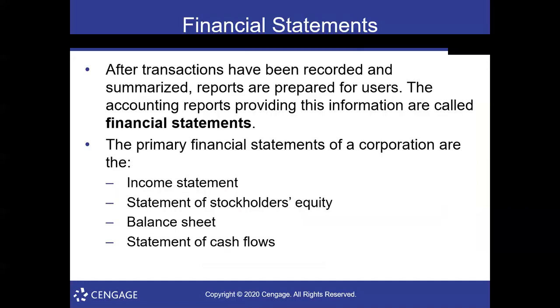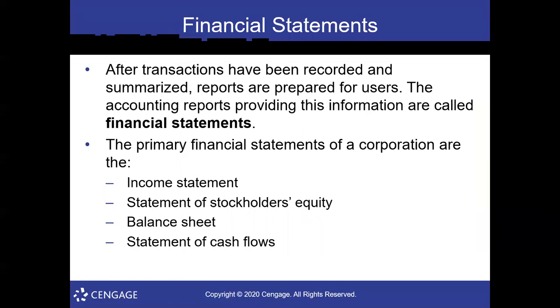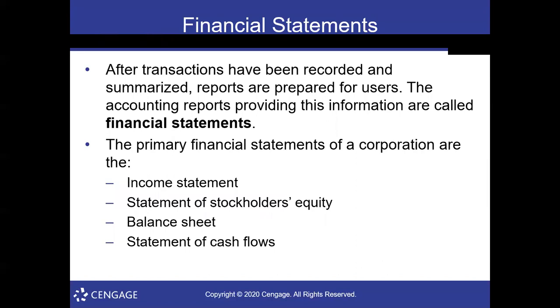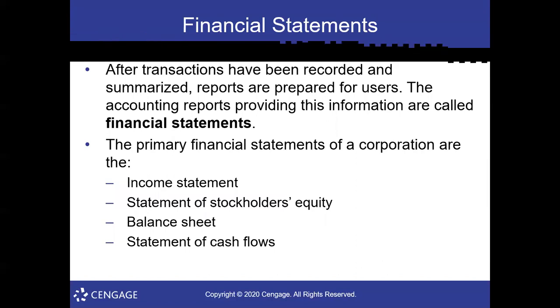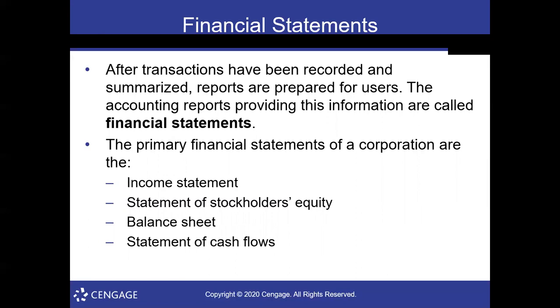Financial statements, as I mentioned earlier, make up four: the income statement, the statement that your book calls the statement of stockholders' equity. I'm going to refer to that statement as the statement of retained earnings. It's a much more simplified version of that stockholders' equity statement.